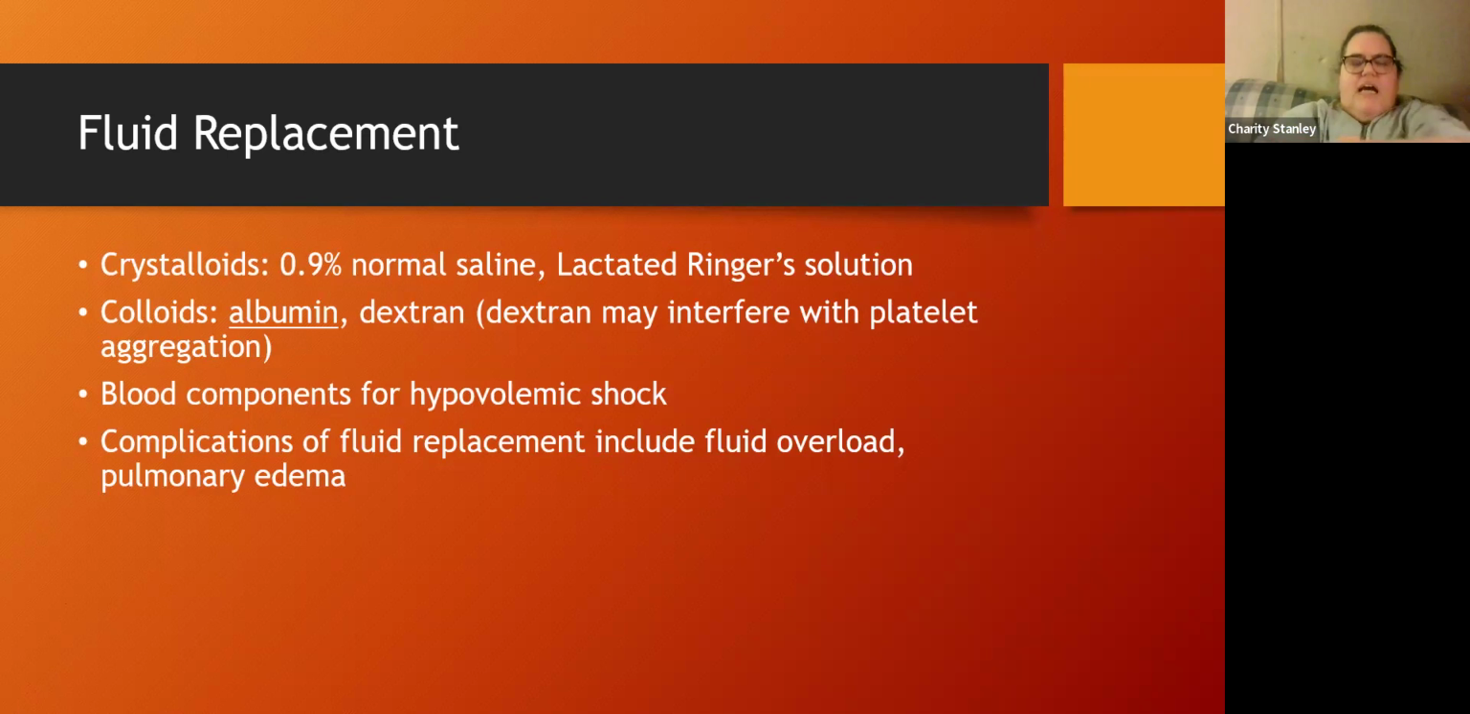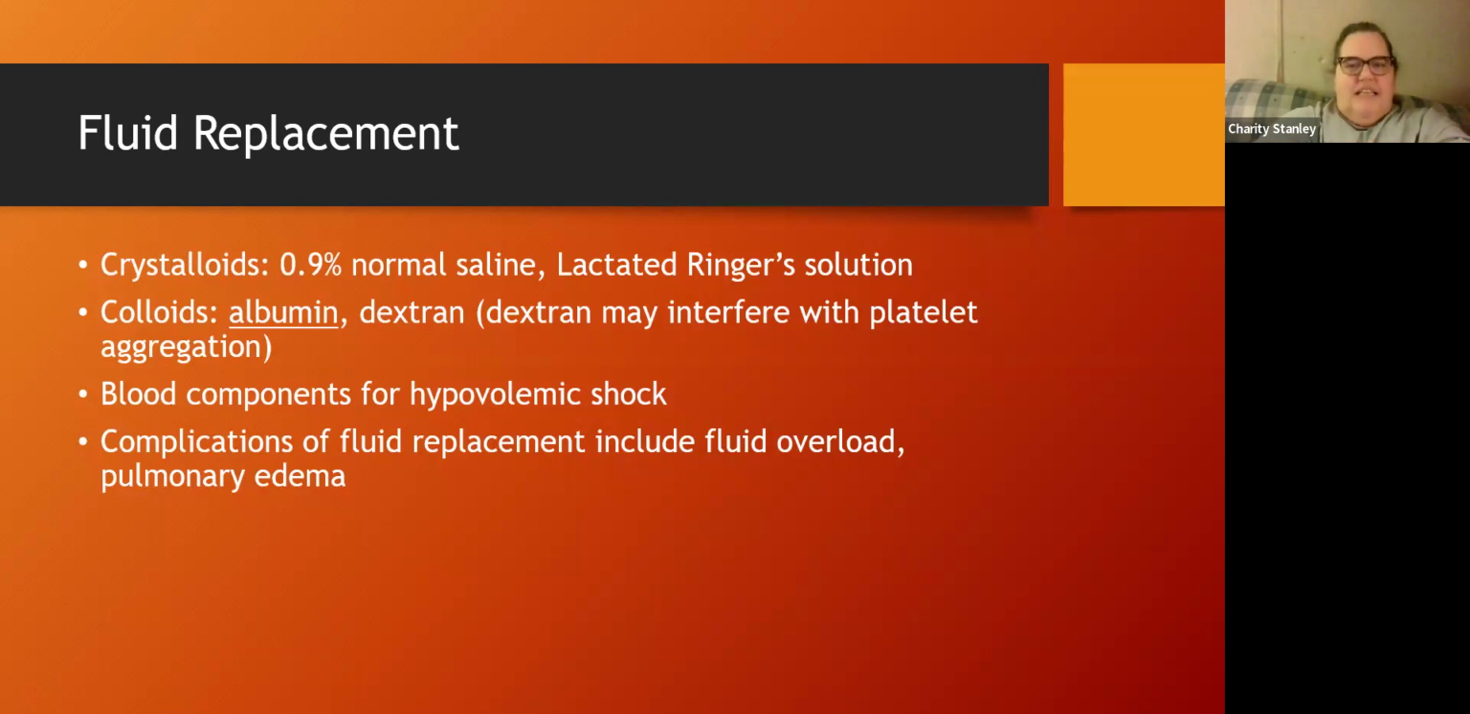A colloid has protein in it, okay? A colloid is going to be blood administration. It's going to be albumin, something with proteins in it. So if we have components of hypovolemic shock, we're losing blood, then we may need blood components replaced, okay? So complications of fluid replacement: if we give them too much fluid, overload, pulmonary edema.